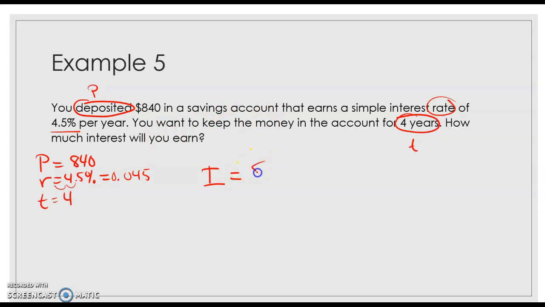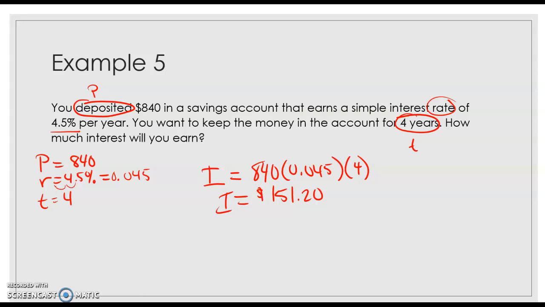So I'm going to take 840 times 0.045 times 4. And after I type it all into the calculator, and this is me just gaining time as I type it in, we end up earning $151.20 on that $840 over 4 years. Keep that in mind, that's over 4 years.